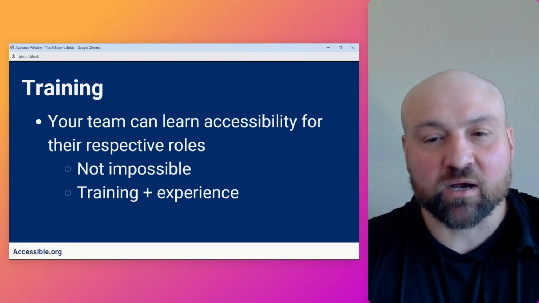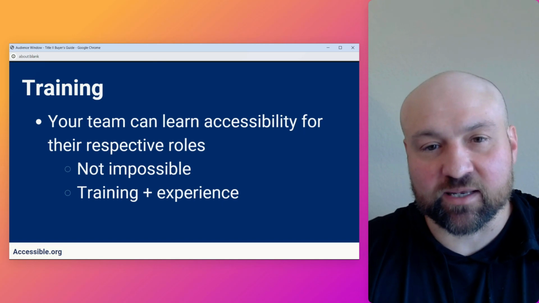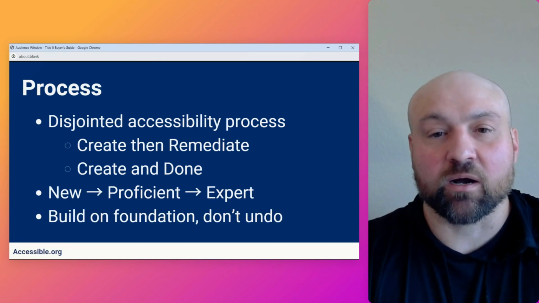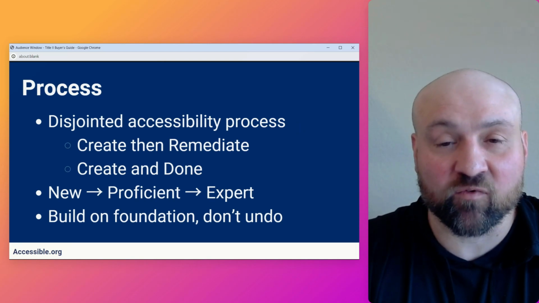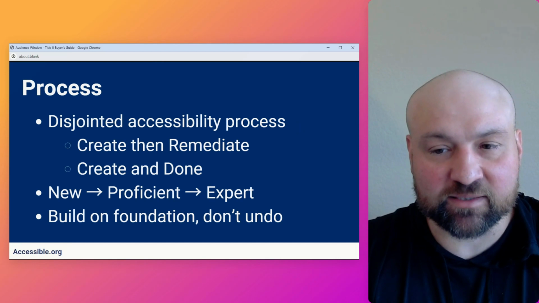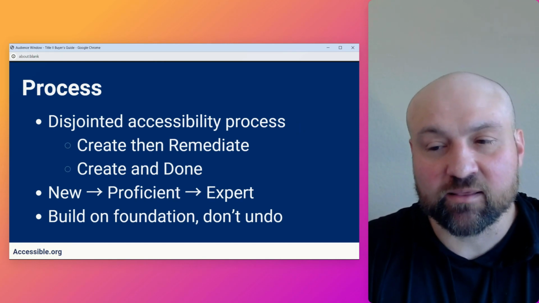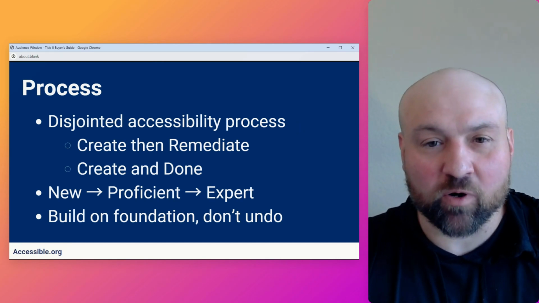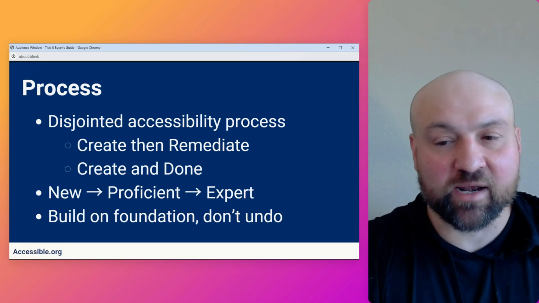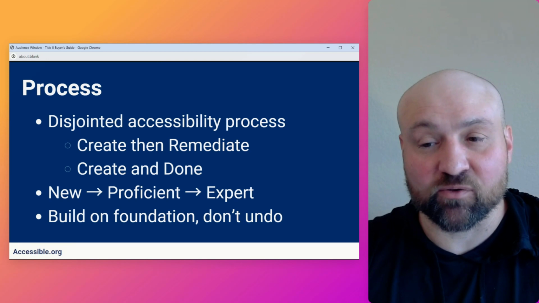So it's not impossible. If your team starts to train now and then gain experience throughout this compliance process, it's really going to help you as you work towards WCAG 2.1 AA conformance, and then you stay conformant. So right now, you have a disjointed accessibility process. You create, then you remediate, right? So before you weren't remediating, now for compliance, you are remediating. So you're creating a website or you're creating content, and then you are fixing it so that it's accessible.